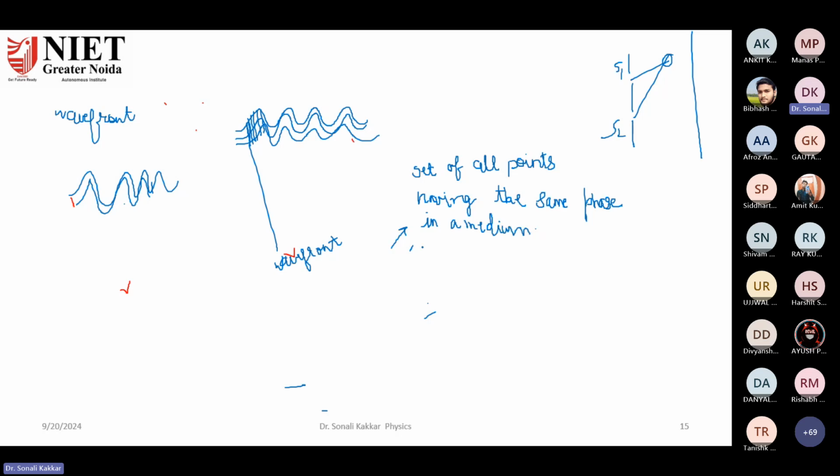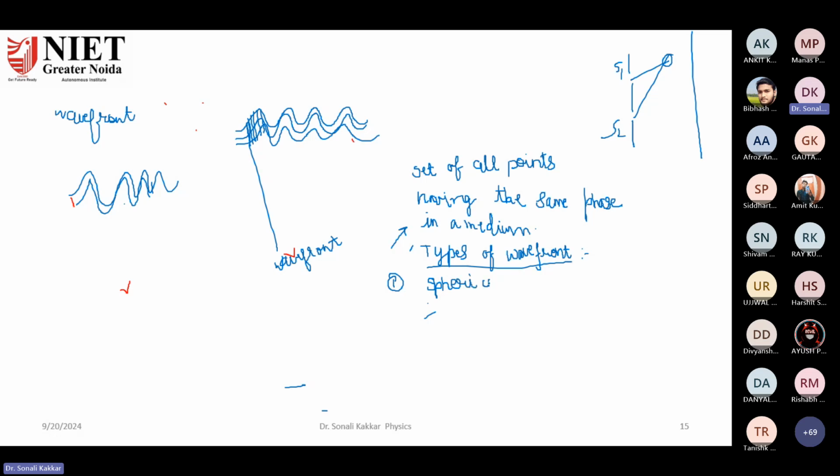Now tell me what are the types of wavefront. Plane wavefront, circular wavefront, spherical, cylindrical. So we will come to one by one each wavefront. First one is, let's say, spherical wavefront.